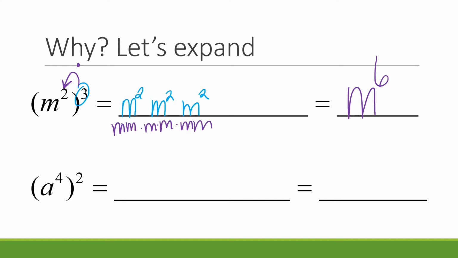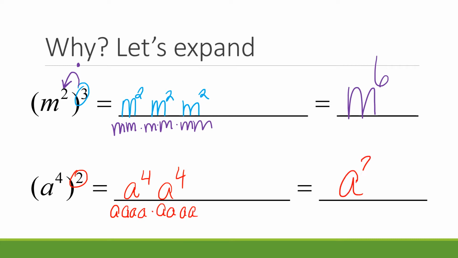Let's try again. If I have 2a to the fourths, if I have 4 a's times 4 a's, how many times am I multiplying a by itself? 8 times. That's how I got the 8, 4 times 2.